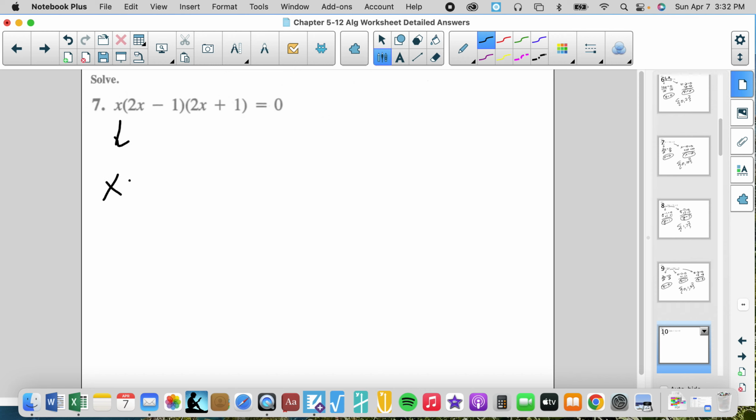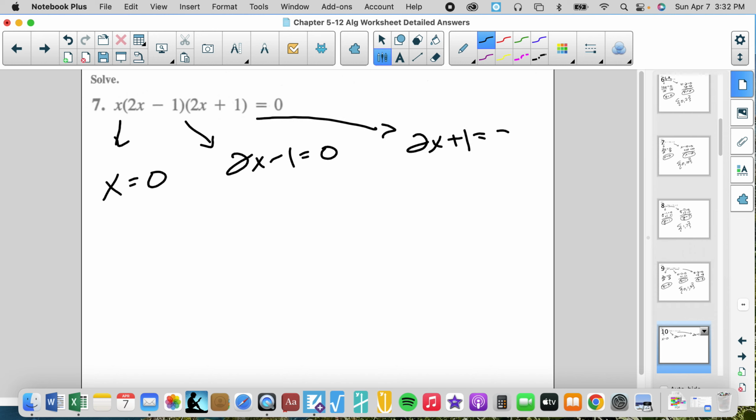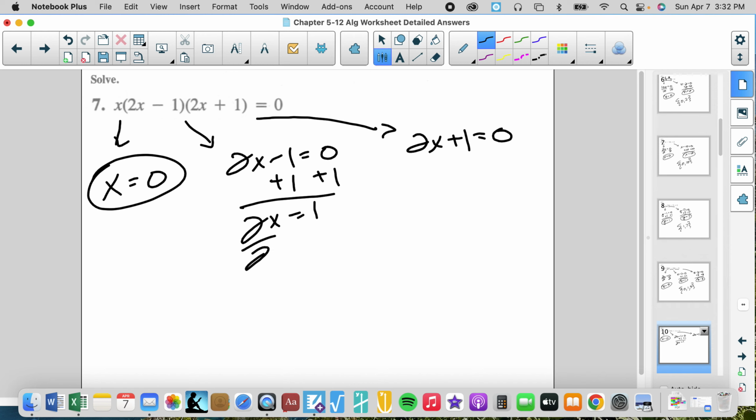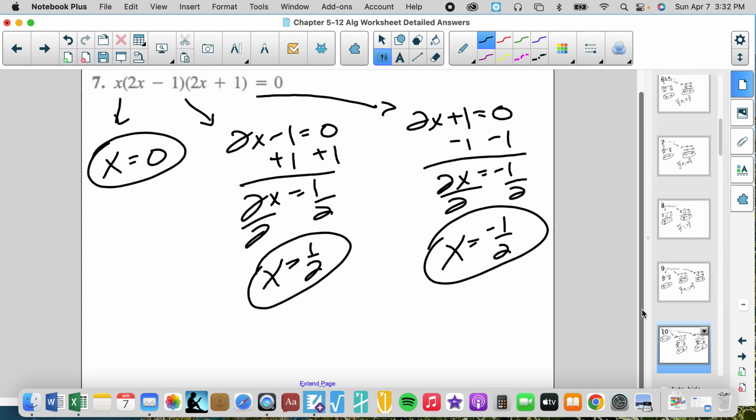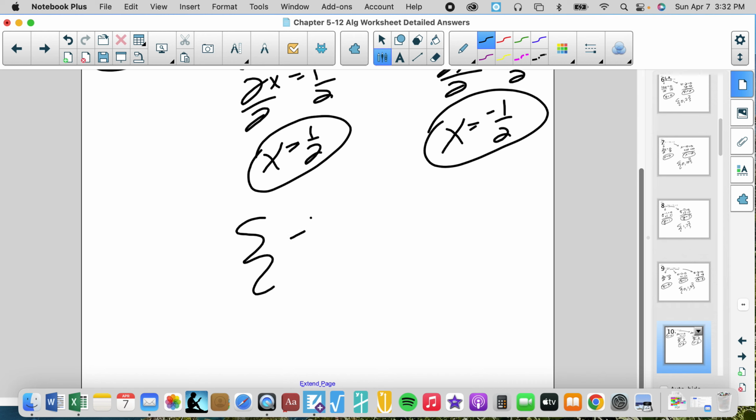So again, x equals 0, 2x minus 1 equals 0, and 2x plus 1 equals 0. That's a solution that's already isolated. Let's add 1, divide by 2, x equals 1/2. Let's minus 1. Let's divide by 2, x equals negative 1/2. So my three solutions in numerical order are negative 1/2, 0, and 1/2.